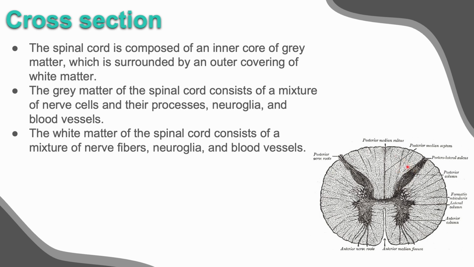The gray matter of the spinal cord consists of a mixture of nerve cells and their processes, neuroglia, and blood vessels. On the other hand, the white matter of the spinal cord consists of a mixture of nerve fibers, neuroglia, and blood vessels. So the difference between the gray matter and white matter is that the gray matter consists of the nerve cells, while the white matter consists of the nerve fibers. And the nerve fibers are myelinated. They are covered by the myelin sheath, and that's what gives the white matter its white color.